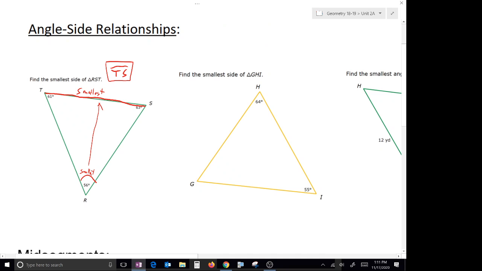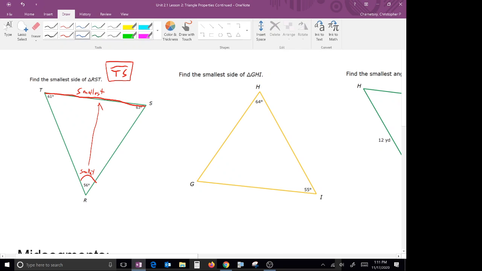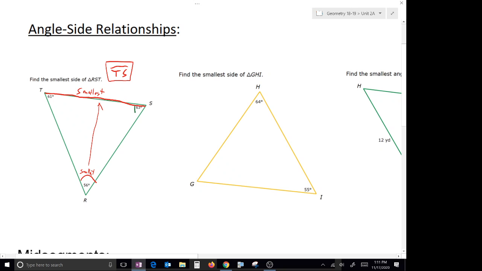I can also use this to find the largest side. If I find the largest angle, across from that is our longest, or largest, side. And then our medium angle, that's in between, is going to be directly across from the medium side.